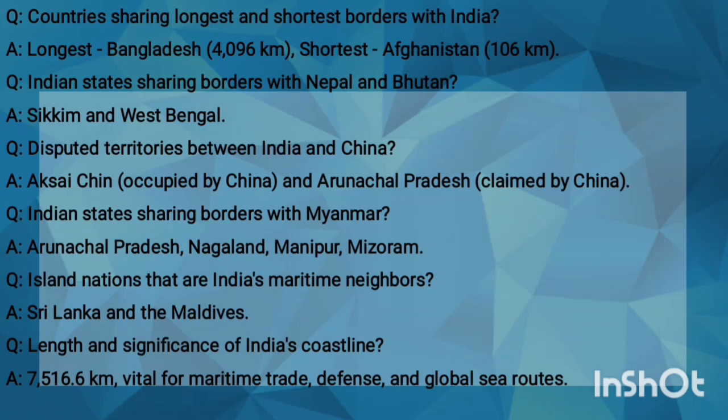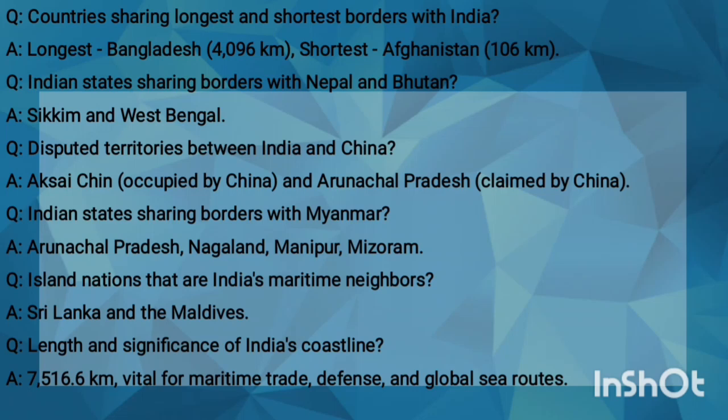Name two Indian states that share a border with both Nepal and Bhutan. Sikkim and West Bengal share borders with both Nepal and Bhutan. What are the disputed territories between India and China? The disputed territories between India and China are Aksai Chin and Arunachal Pradesh. Which Indian states share a border with Myanmar? Arunachal Pradesh, Nagaland, Manipur and Mizoram share borders with Myanmar.